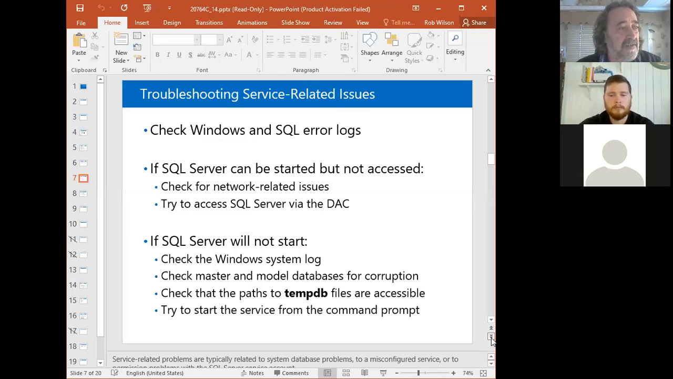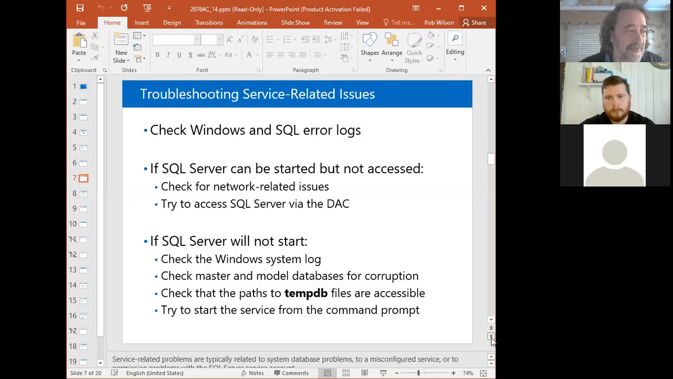If SQL Server starts up, but it can't be connected to, then it could be a network related issue, right? Again, if you can't get the GUI to fire up, maybe you can access SQL Server from some other resource. So if you can get to it from the command line with SQL command, then you know your database is there. So now you know it has something to do with the application and connectivity.